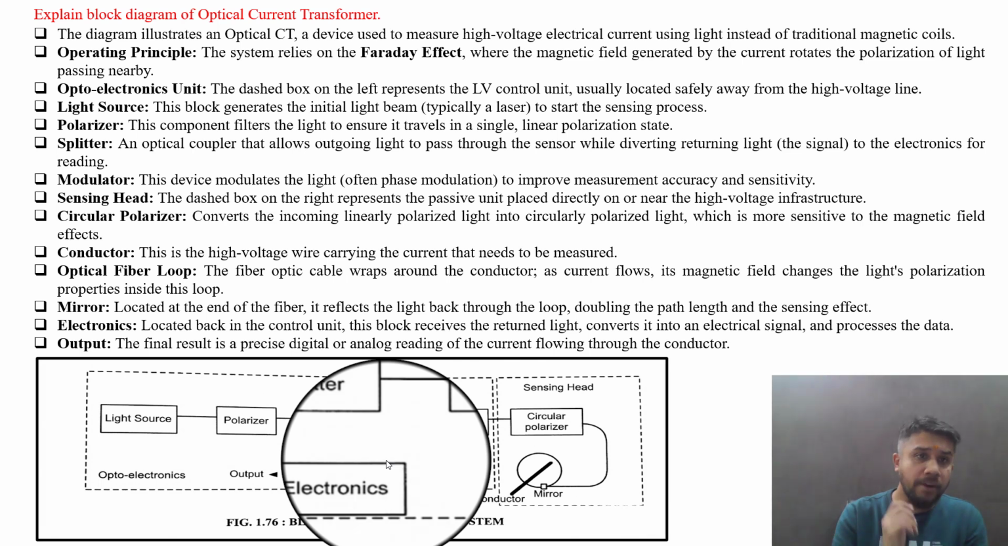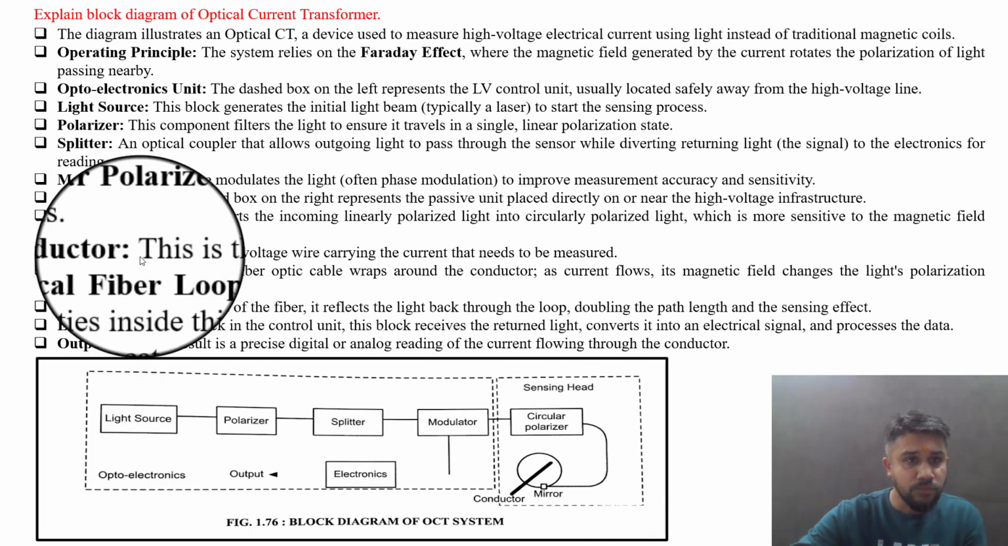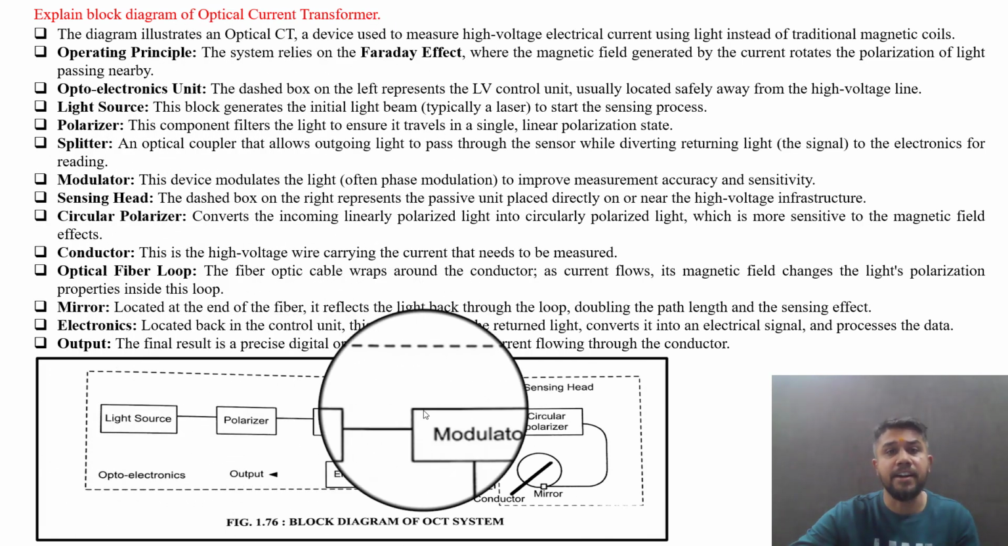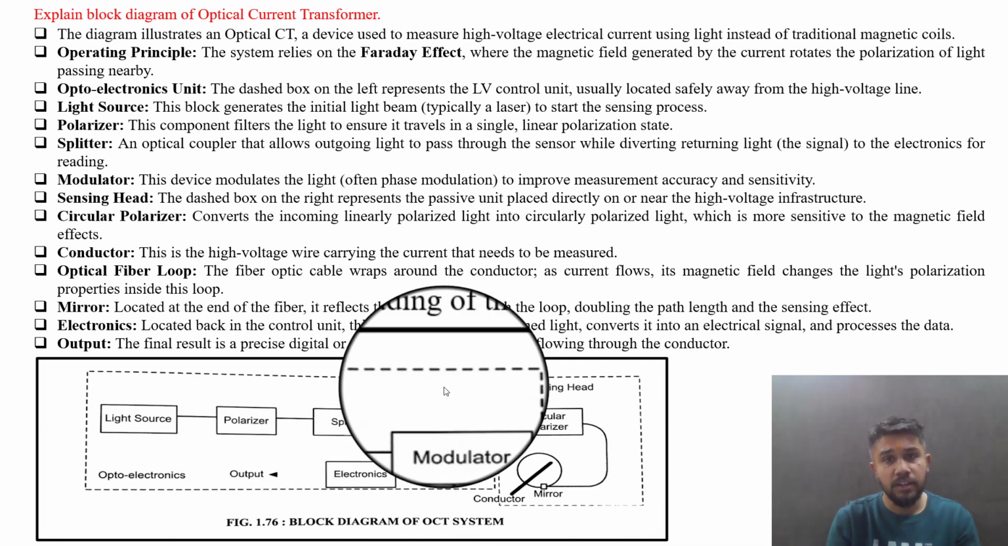First of all, the operating principle: the system relies on the Faraday effect, where the magnetic field generated by the current rotates the polarization of the light passing nearby. Optical and electronics units are also placed. You can visualize this. The dash box on the left-hand side represents the LV control unit, usually located safely away from the high voltage line.